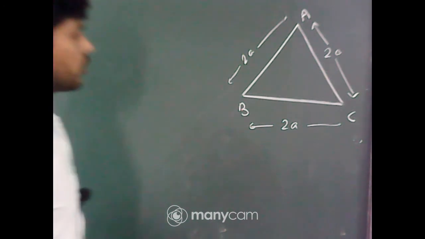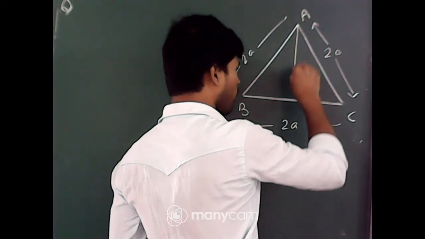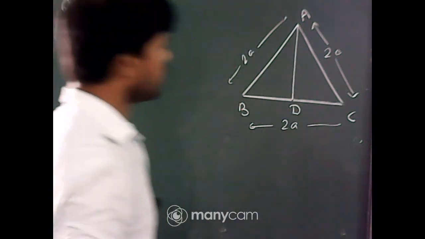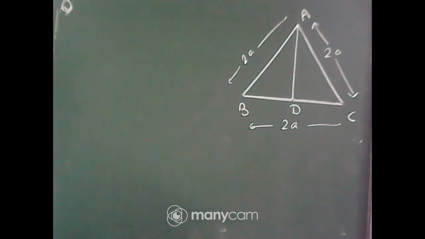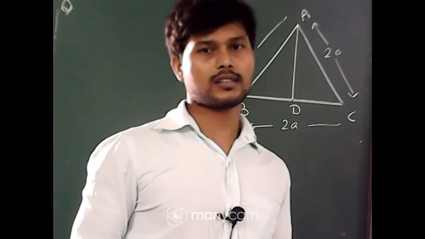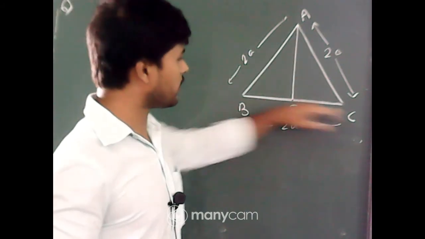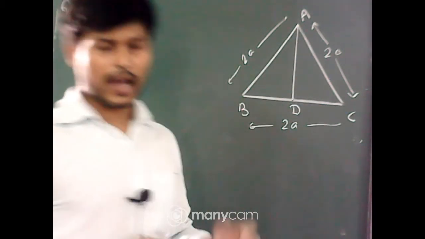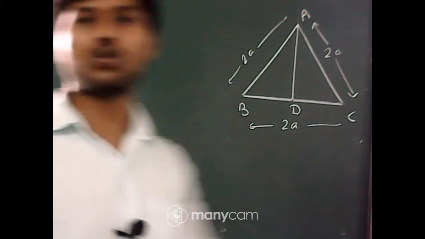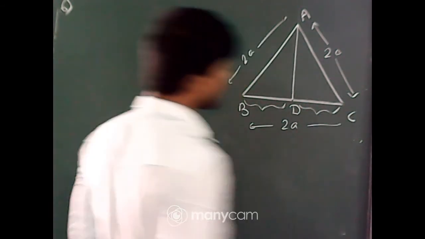What do you have to prove? Find its altitude. Altitude means a line drawn from one vertex to the opposite side. Let AD be the altitude. So we have to find out the value of AD. Now look, in an equilateral triangle, the altitude is also the median of the triangle. So this line will be the median of the triangle ABC. And we know from the definition of median, median is a line which divides the base into two equal parts. So the length of BD will be equal to the length of DC.